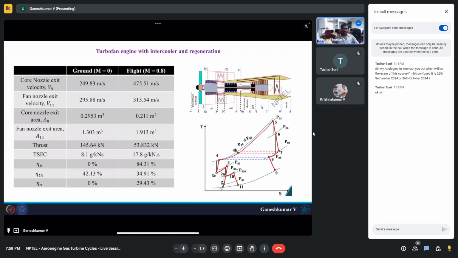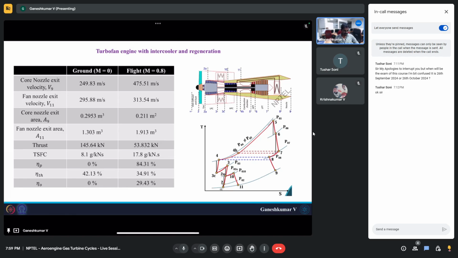All right. So here I have just tabulated all the parameters that we calculated for the flight condition. We saw the efficiency is around 34.91 percent, thrust is 53.832 kilonewtons, and TSFC is 17.8 grams per kilonewton second. There is an increase in the exit velocities of both the core stream and the bypass stream from ground condition to flight condition. Those are some observations that you can see here.